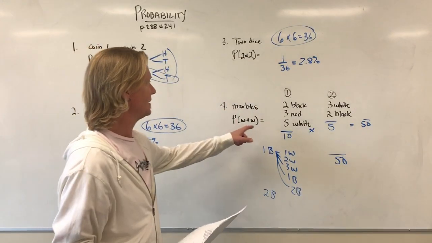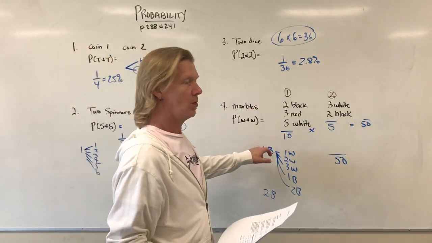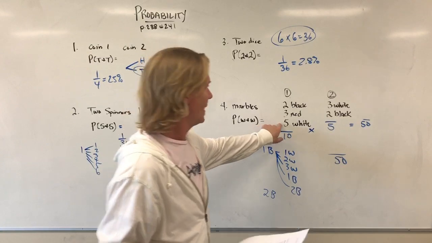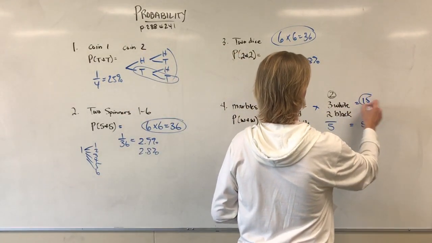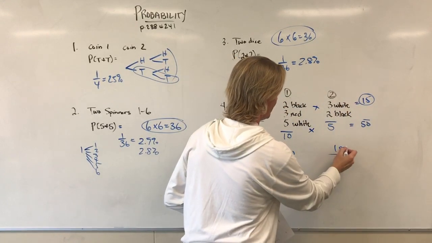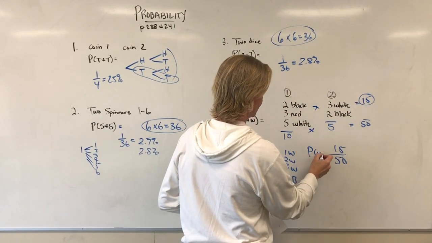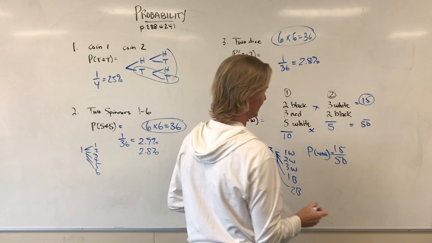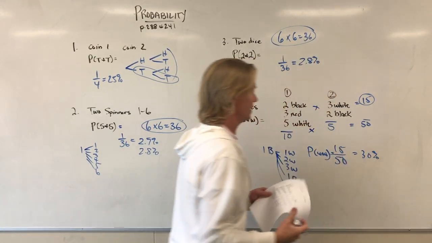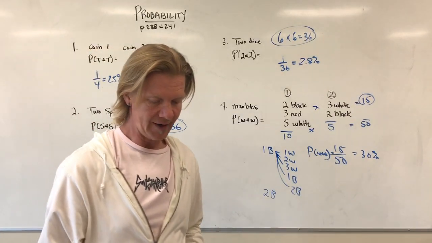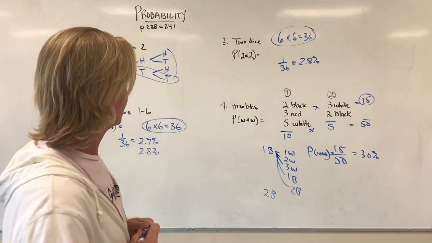Now how many different ways of getting white and white? Well, there's 5 white marbles here, and 3 white marbles here, so there are 15 combinations of white and white. So the probability of getting white and white is 15 out of 50, which is 30%, right? You can list them all out, and that's totally fine, but I think it's easier to do it this way, okay?